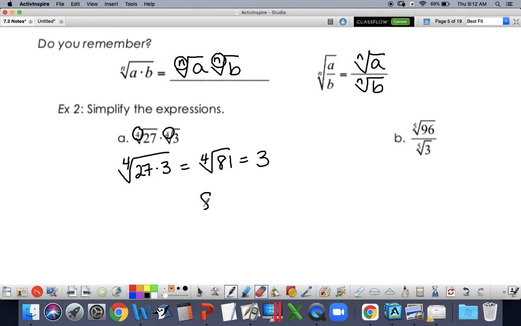And if you weren't sure, you can put it in your calculator, 81 to the 1/4 power, so you can verify that it is that. Also, you can think to yourself, what number times itself 4 times is equal to 81?